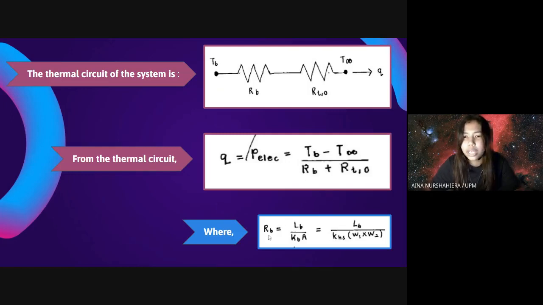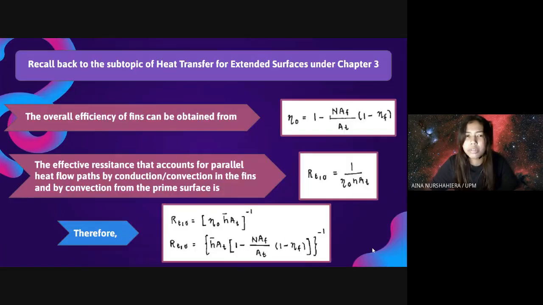We can calculate Rb from the thermal circuit conduction formula, which is Lb over (k_HS times W1 times W2). But to get Rt,o, we need to recall the subtopic of heat transfer from extended surfaces under chapter 3, whereby we can get the overall efficiency of fins from this formula, and then the effective resistance Rt,o is related by this relation.